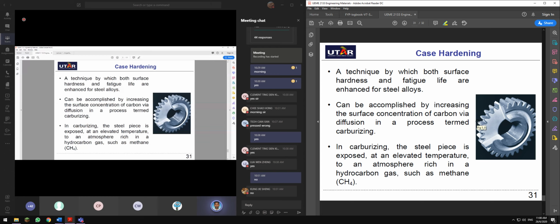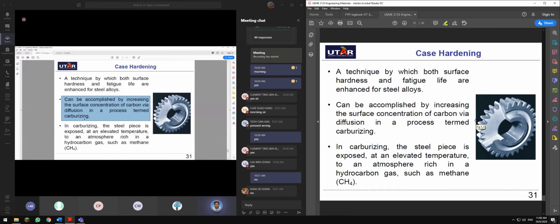Just a quick small example of the application of diffusion. One application of diffusion that I would like to discuss here is case hardening, a technique by which both surface hardness and fatigue life are enhanced for steel alloy. So case hardening can be achieved by diffusing carbon into iron. Here, case hardening can be accomplished by increasing the surface concentration of carbon via diffusion in a process termed carburizing.